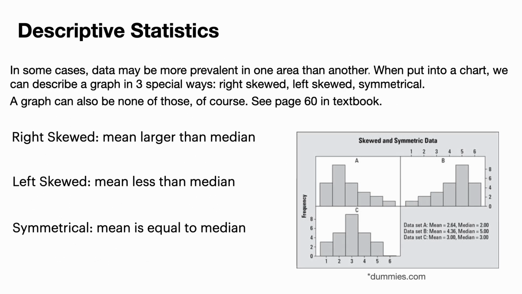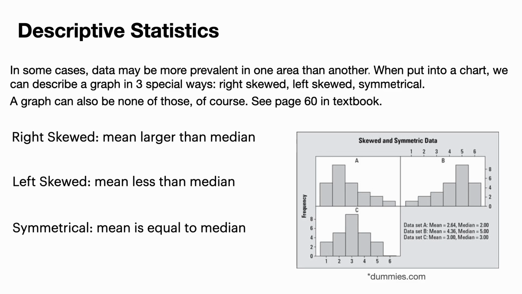Descriptive statistics is very confusing. When we put this in a histogram, it's going to look almost the opposite of what it should be. So right skewed implies that the mean is larger than the median. On the number line, the mean would be to the right of the median. Left skewed means the mean is to the left of the median, and symmetrical means that they're equal or approximately equal. I stole this from dummies.com.